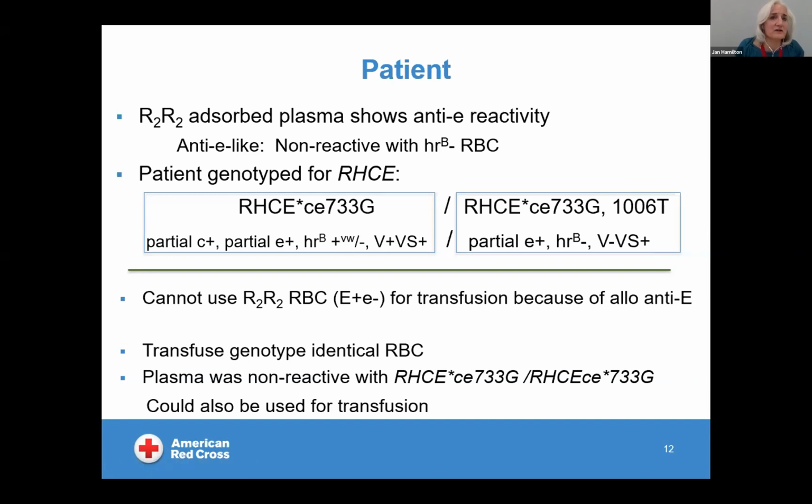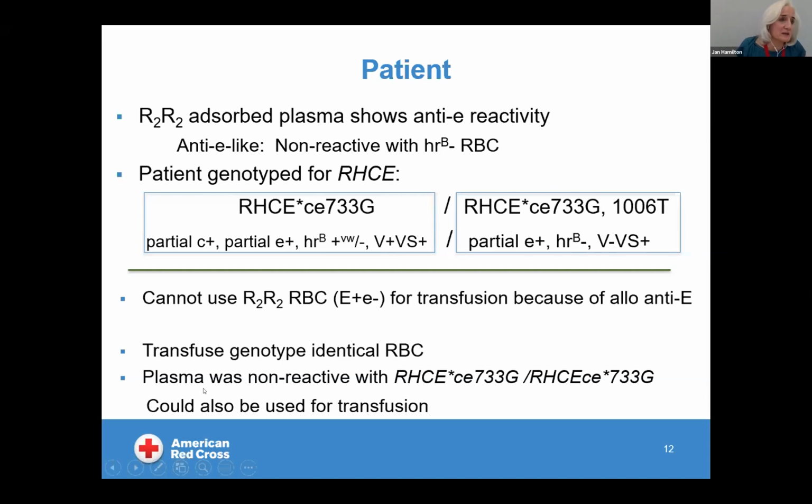This of course requires that you have donors in your area that you have also genotyped and identified for the presence of variant alleles in the Rh little c little e area. So she could receive, and would be expected to be compatible and receive without issue, red cells from donors who have both of these same RHCE variants.